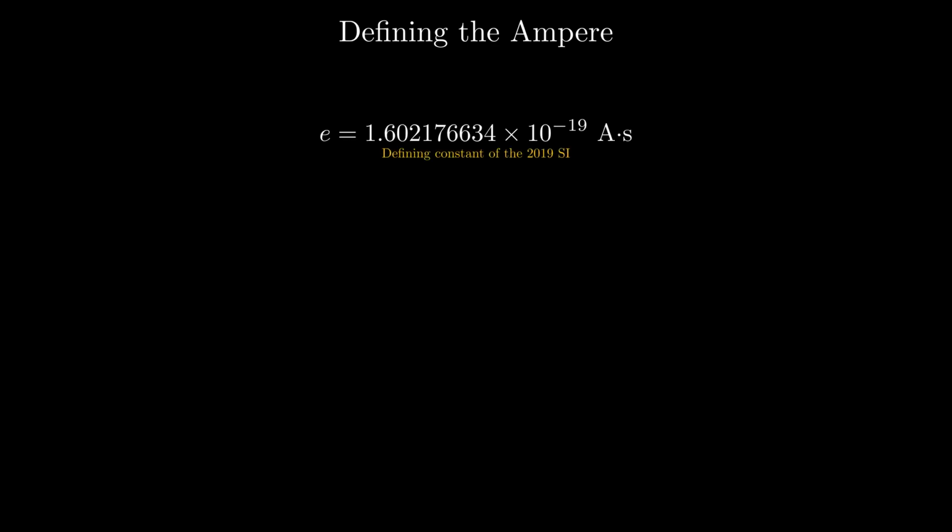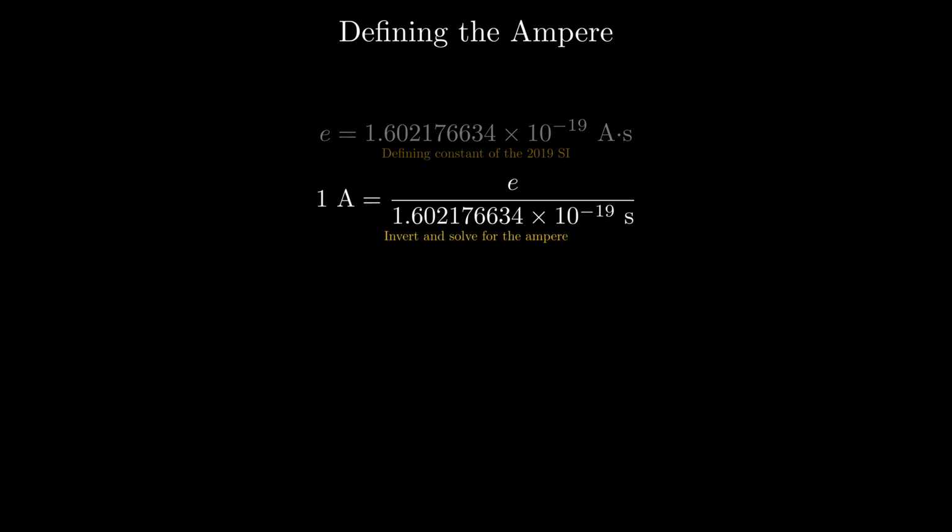We fix the elementary charge, e, the charge of a single proton, at exactly 1.602176634 times 10 to the minus 19th coulombs. A coulomb is just an ampere times a second, so e equals that number in ampere seconds. Now invert and solve for the ampere. 1 ampere equals e divided by 1.602176634 times 10 to the minus 19th, all divided by the second.